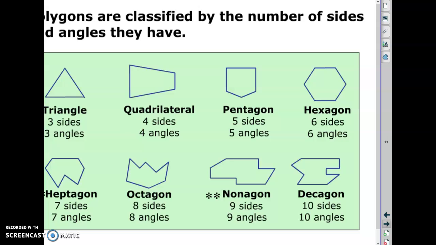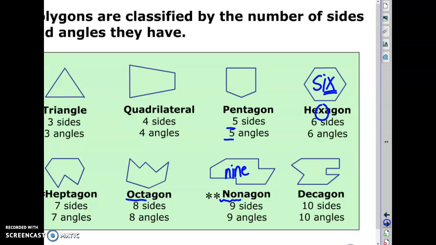Okay, so once again, our recap, we have our triangle, we have a quadrilateral, 4 sides, 4 angles. Pentagon, 5 sides, 5 angles. Hexagon, 6 sides and 6 angles. Heptagon has 7 sides on it. An octagon, like an octopus, has 8 legs. An octagon has 8 sides. A nonagon, non is kind of like 9, so nonagon is 9-sided. And a decagon is 10-sided.